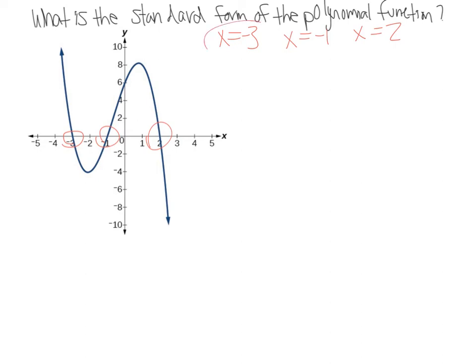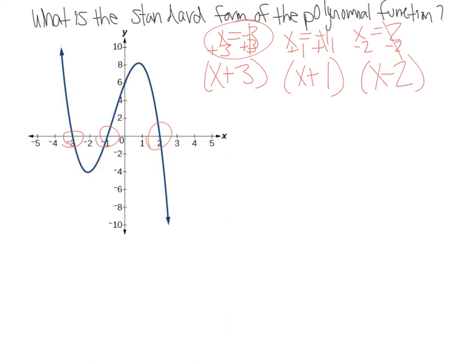So the binomial for x equals negative 3 is going to be x plus 3. If we need to, just add 3 to both sides. That's how we get the x plus 3. For the second one, adding 1 to both sides would give us x plus 1. And then for the final one, it's a positive 2, so I'm subtracting 2 from both sides to get x minus 2.